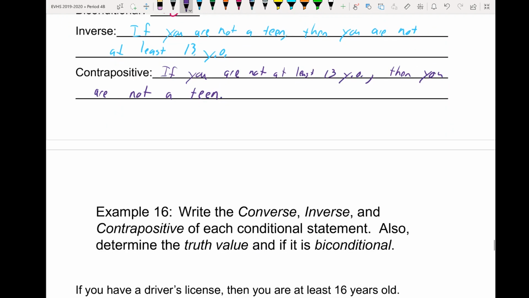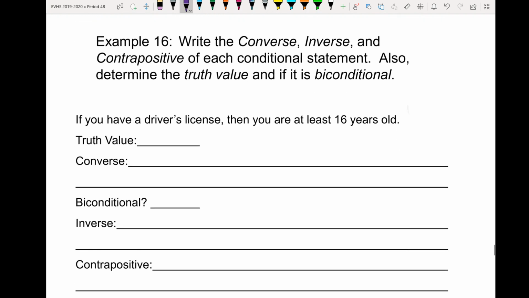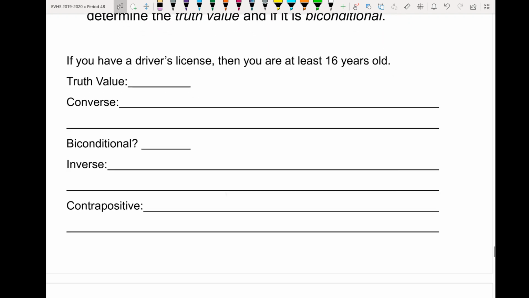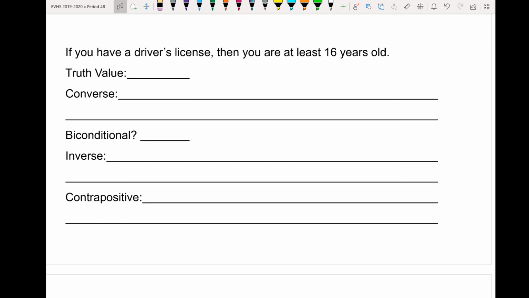All right. 16. Oh, this is a fun one. It'll be even more fun when people are listening to it on YouTube because different states have different laws. We're assuming Texas here. In Texas, you can get a provisional driver's license at 16. You can get a learner's permit at 15, provided you meet all the requirements, courses, all that sort of stuff.